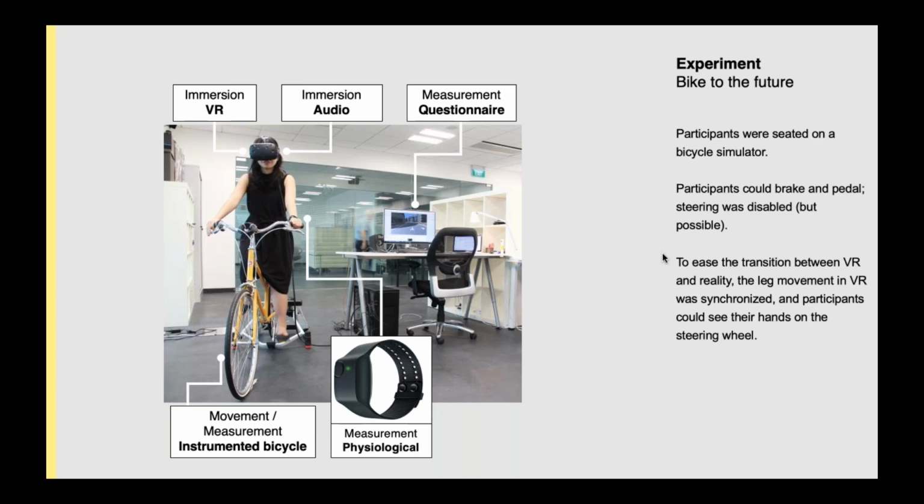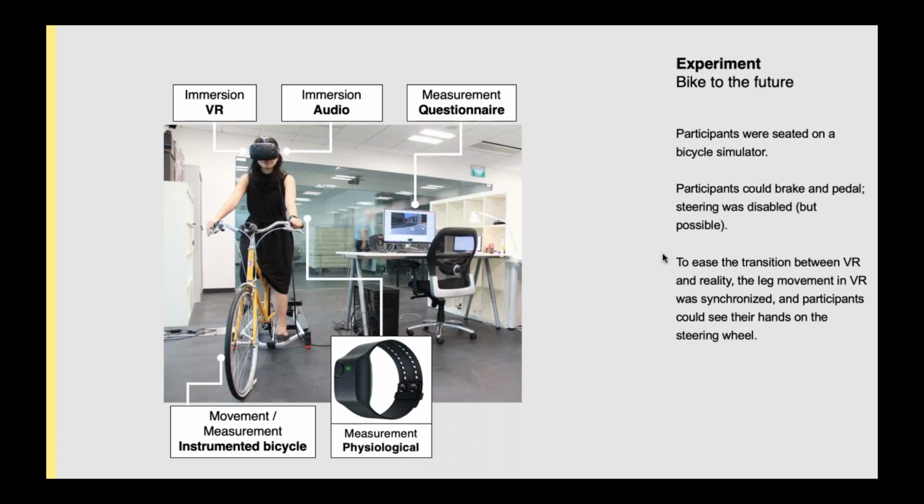And also, for instance, to ease the transition between VR and reality, we also used those sensors on the pedal to capture the movement of the participants in reality and in VR. If they were synchronized, they could see the hands, for instance, on their steering wheel. These things also helped the participants.